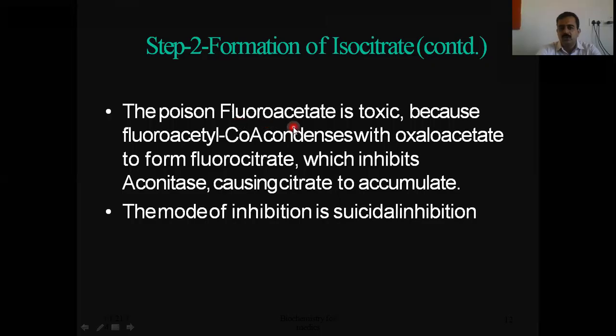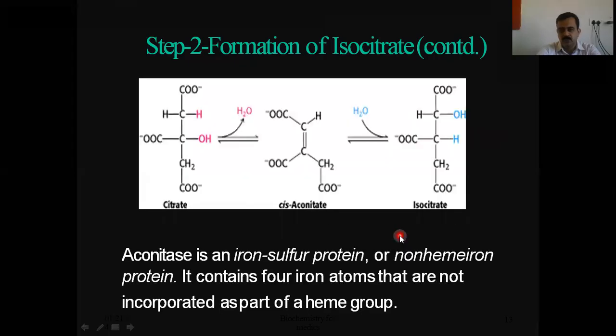The poison fluoroacetate is toxic because fluoroacetyl coenzyme A condenses with oxaloacetate to form fluorocitrate, which inhibits aconitase, causing citrate to accumulate. So this is the metabolic block that is generated. The mode of inhibition is suicidal inhibition. See here, citrate, same again.